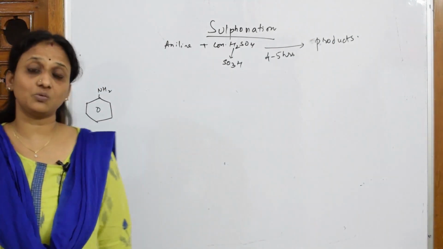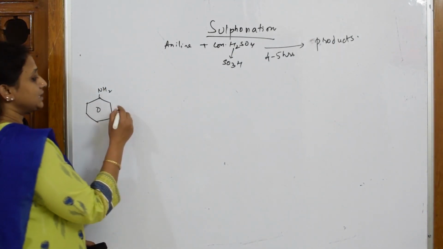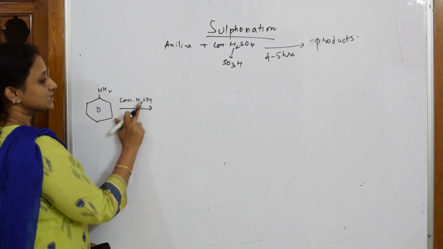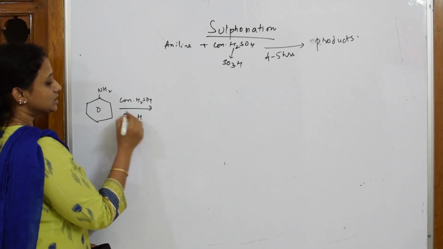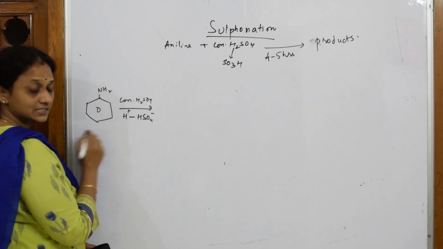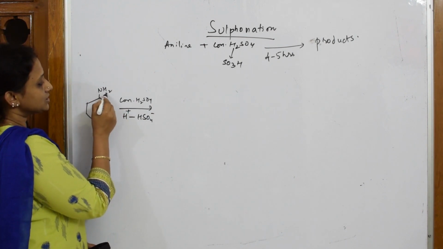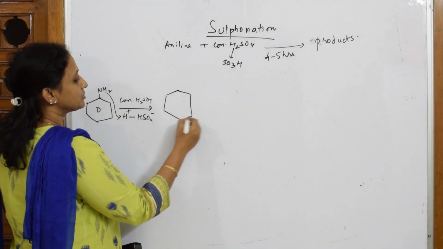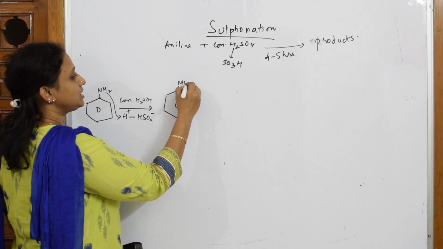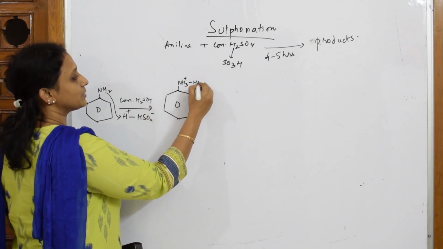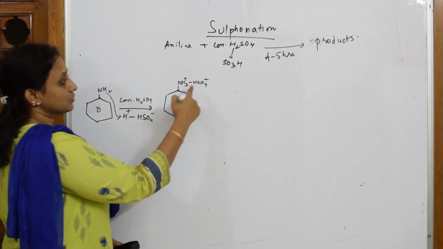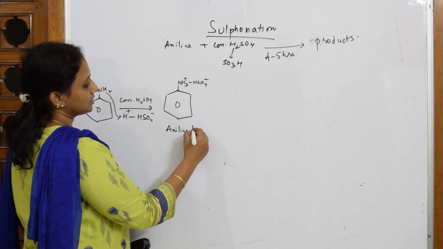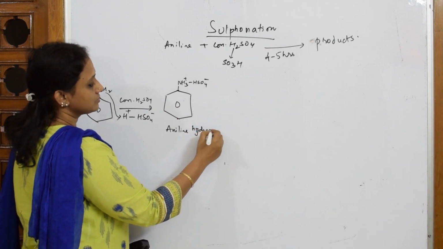So let us see what actually is happening in the reaction. First, aniline, you are going to treat it with concentrated sulfuric acid. Now see, sulfuric acid, I can write it as H plus and HSO4 minus. In step 1, this aniline is going to pick this H plus and become NH3 plus with HSO4 minus. Now this is sulfate, isn't it? Now just see how to name this: aniline hydrogen sulfate.